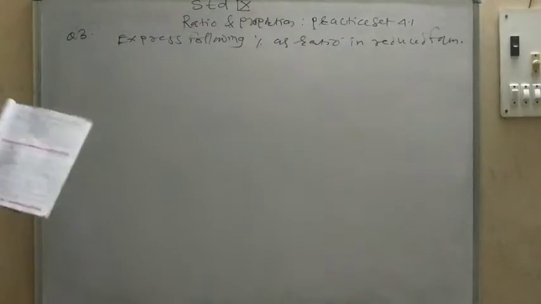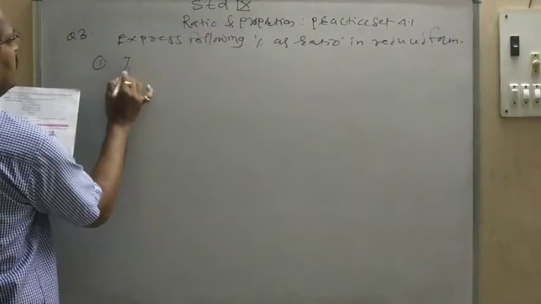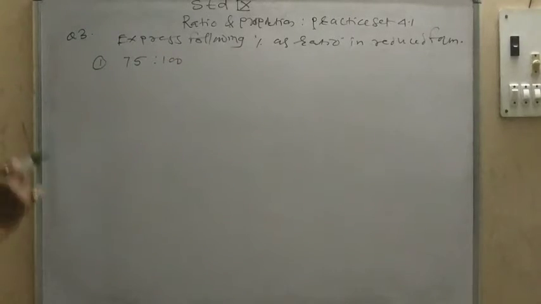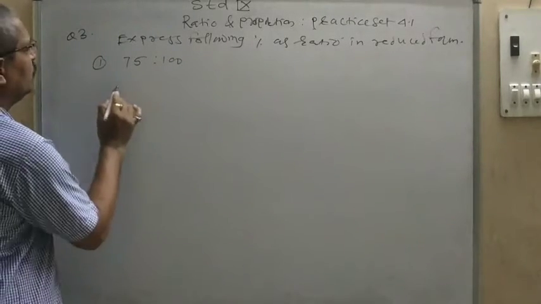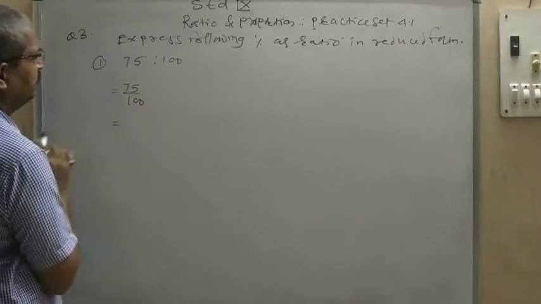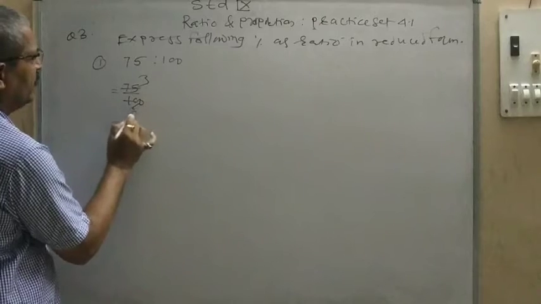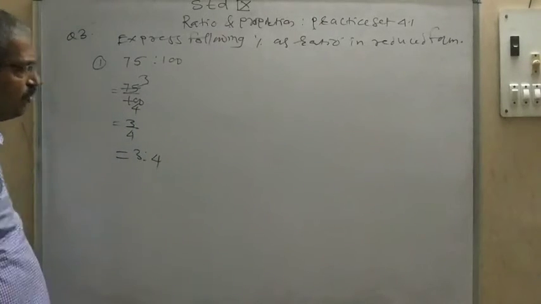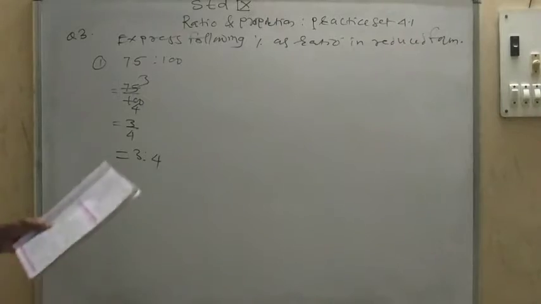What is the first question? The first question is 75 as to 100. We have to convert it into ratio form. 75 upon 100. 25 threes are 75, 25 fours are 100, means 3 upon 4, means 3 as to 4 is the answer.